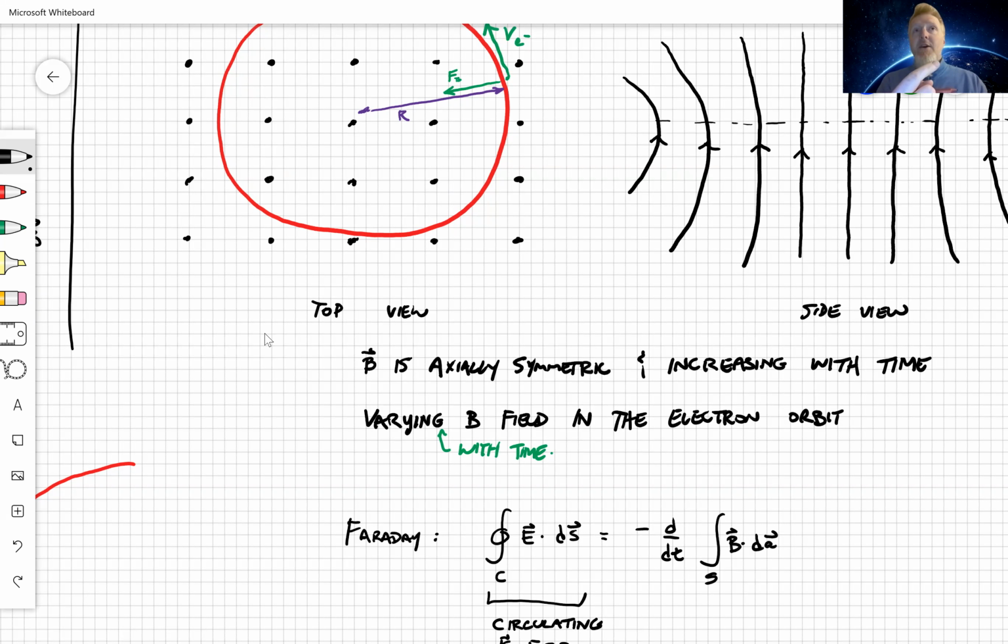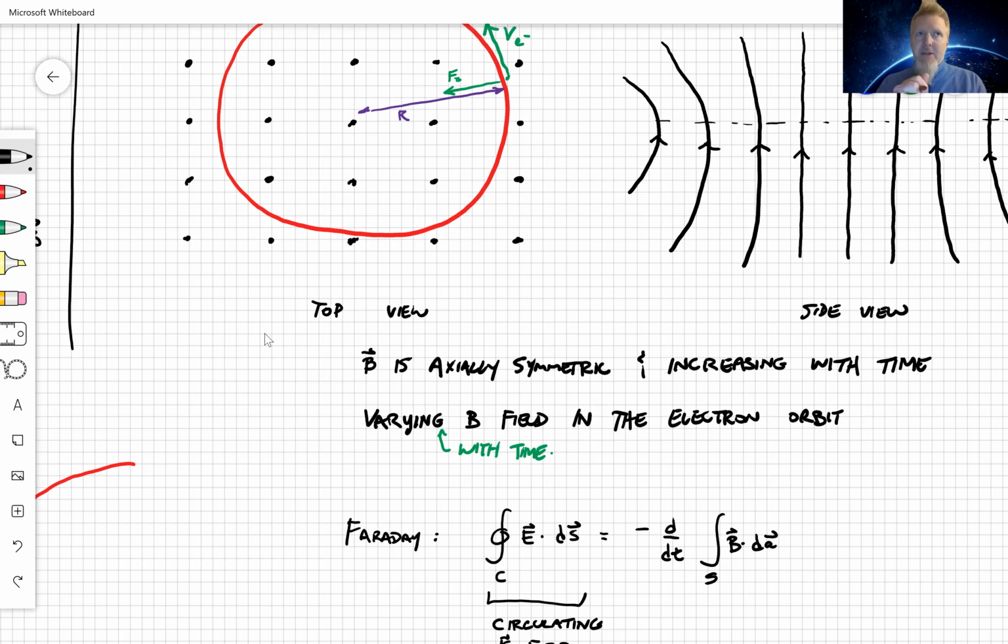So the B field is out of the page. It's increasing, so its rate of change is also out of the page because it's getting stronger. So negative that would be into the page. And that's going to induce an E dot ds, a circulating E field around that loop.